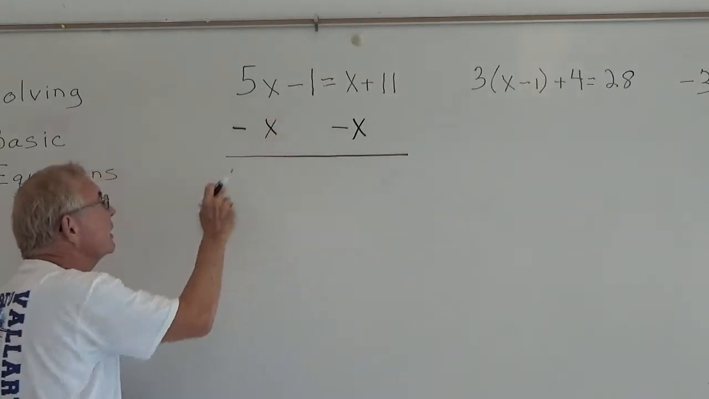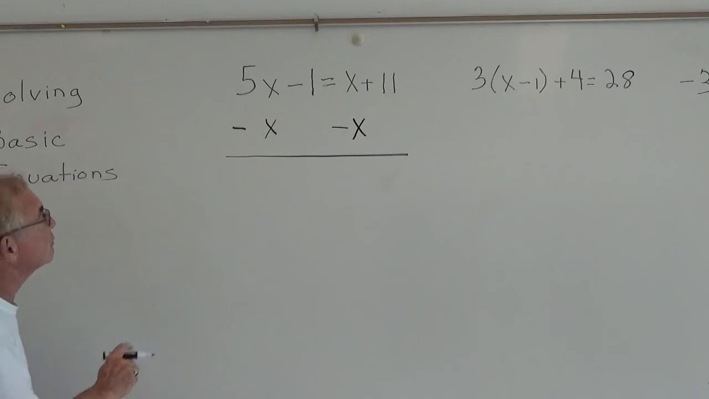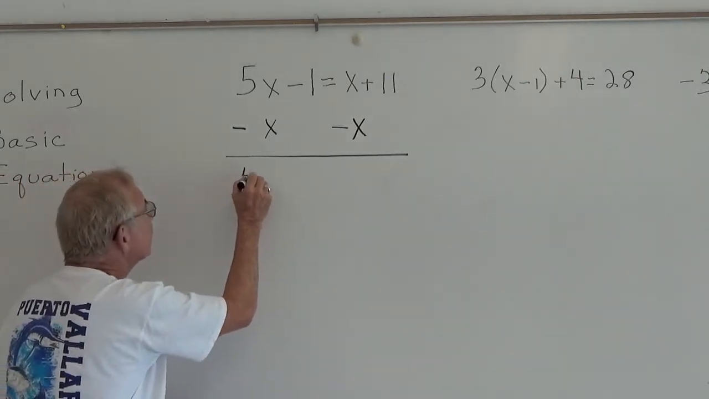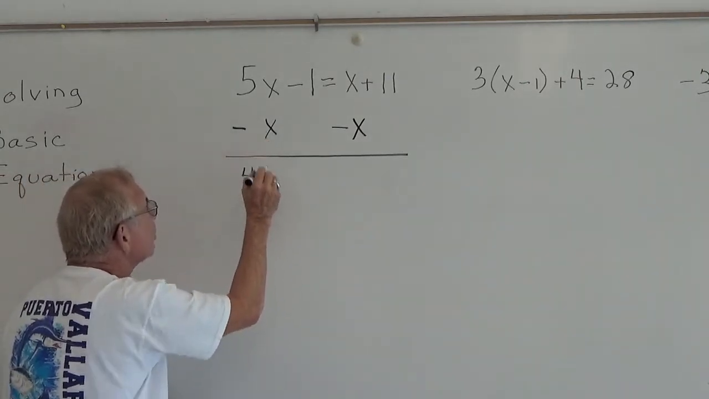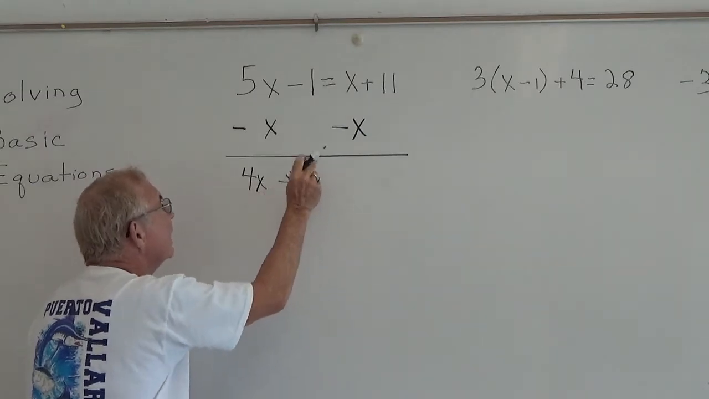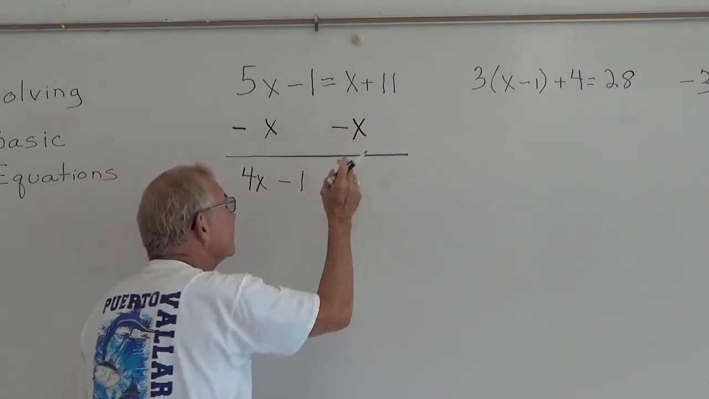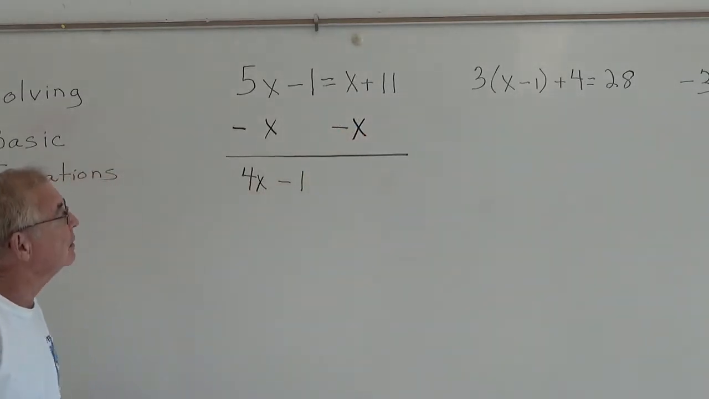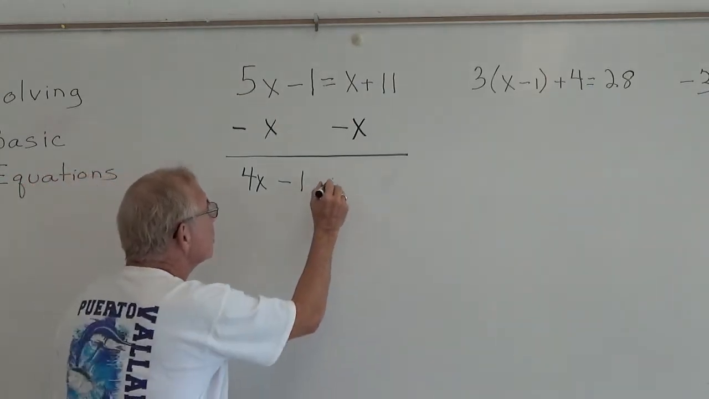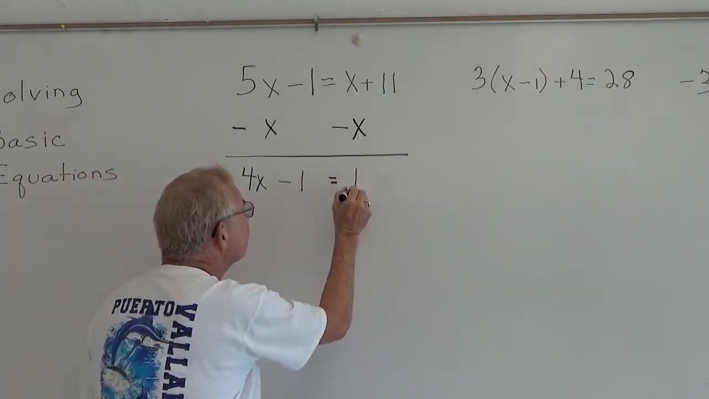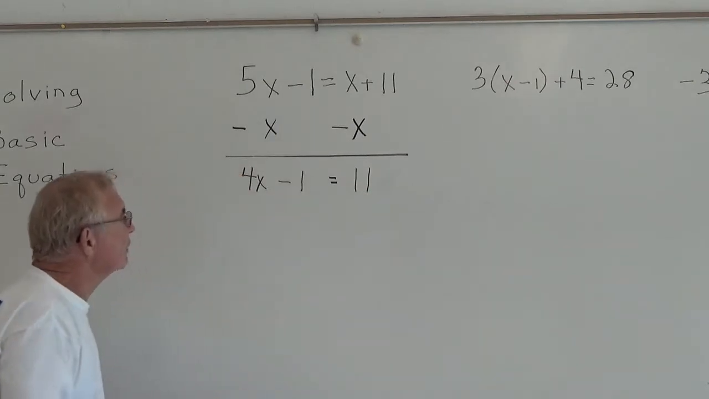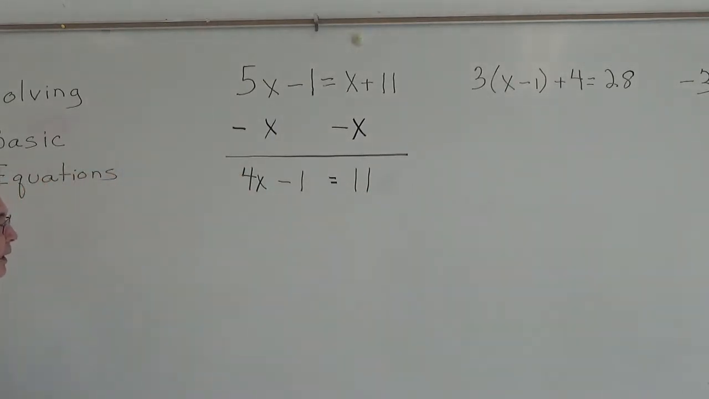Now, if you have 5x take away 1x, that's 4x. And you bring down your minus 1, and then x take away x disappears because it's 0. And that's equal to the 11. Okay, so you have the first step done. You have the x's all on the left.